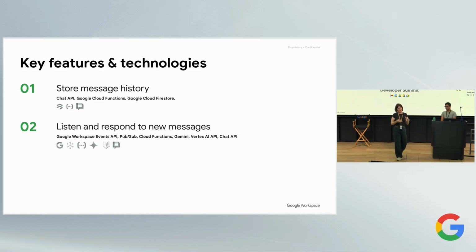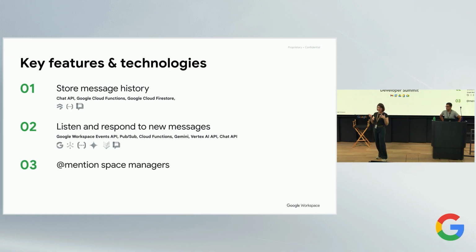So to access Gemini at this point, we're going to be calling the Vertex AI API. And we're going to ask Gemini to try to answer any incoming questions. And then finally, we know that generative AI and, in general, apps don't always get it quite right. So we need a way to flag answers from the chat app that aren't quite right. Like when you're in Gemini and there's the thumbs up, thumbs down buttons, right? You need a way to qualify if the chat app is actually answering the question. So in this case, we are going to mention a space manager so they can jump in and answer the question better than the chat app's response.